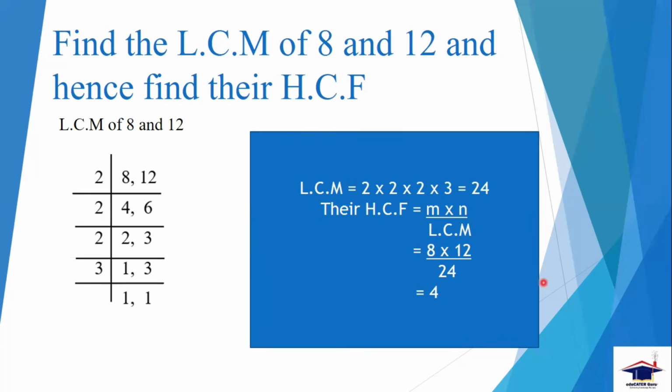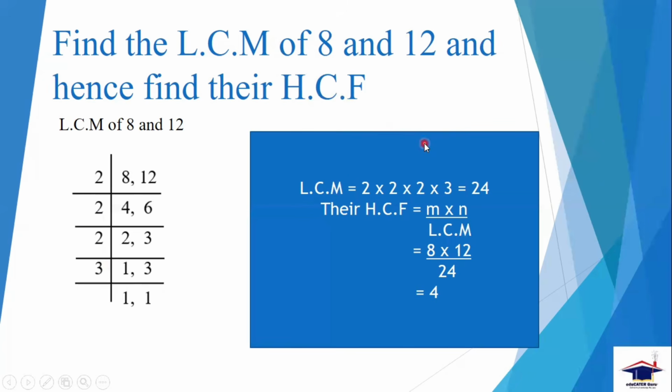So, LCM of 8 and 12 by using the division method. 2 4s are 8, 2 6s are 12. 2 2s are 4, 2 3s are 6, then 2 1s are 2. By using 2, you cannot divide 3, hence write it as it is. Then use 3, 3 1s are 3. So, the factors are 2, 2, 2, 3. Hence, 2 into 2 into 2 into 3 is 24, which is the LCM.